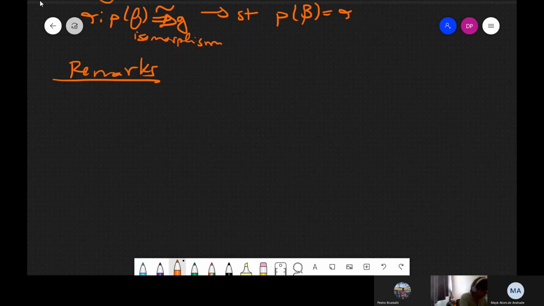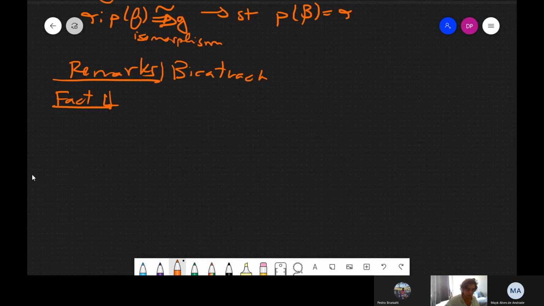So what I'm going to bring is just a few facts on this model structure that I haven't proved, but perhaps we should prove some. So fact one, let's call that Bicat leg. Bicat leg is cofibrantly generated.